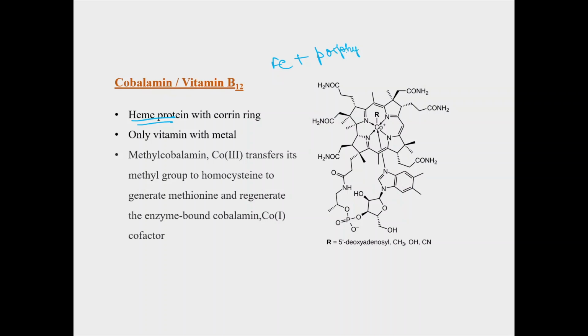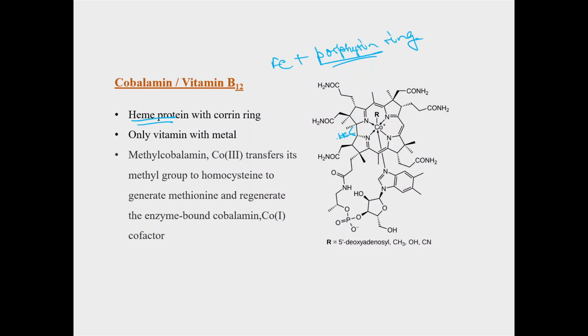Sorry, iron center and iron ring is what we say. But in this case, this is not a porphyrin ring. It is a corrin ring. The difference between porphyrin ring and corrin ring is just this CH. This one CH is present in that porphyrin ring, but cobalamin has a corrin ring where the CH is not present.